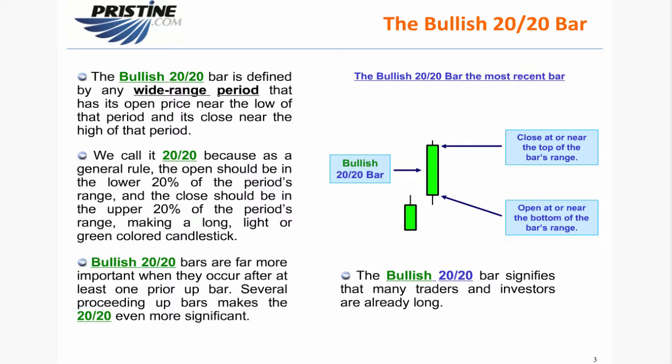The bullish 2020 bar tells us that many traders and/or investors have gotten long. You can have these bars setting up in different places. Now, you could have a 2020 bar on a breakout that is igniting a move higher, but in the context of guerrilla patterns, we're not necessarily looking for the 2020 bar to be igniting anything. What we want is the 2020 bar to be exhausting a move. Okay?